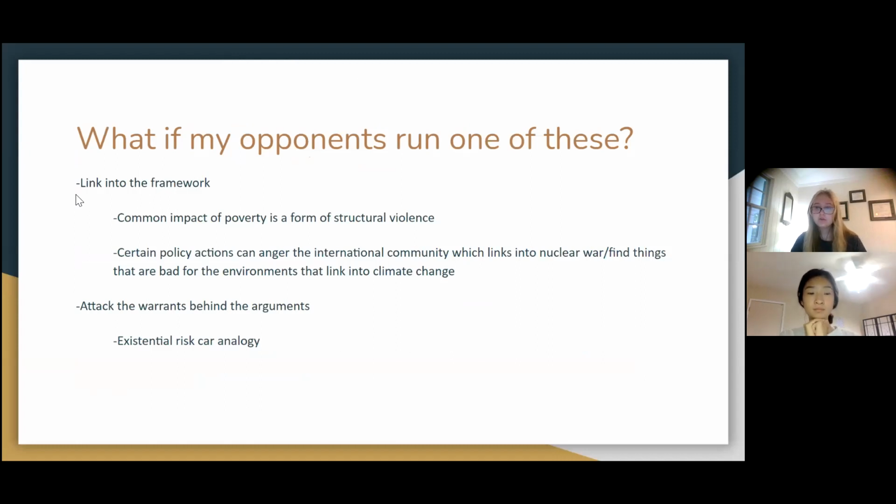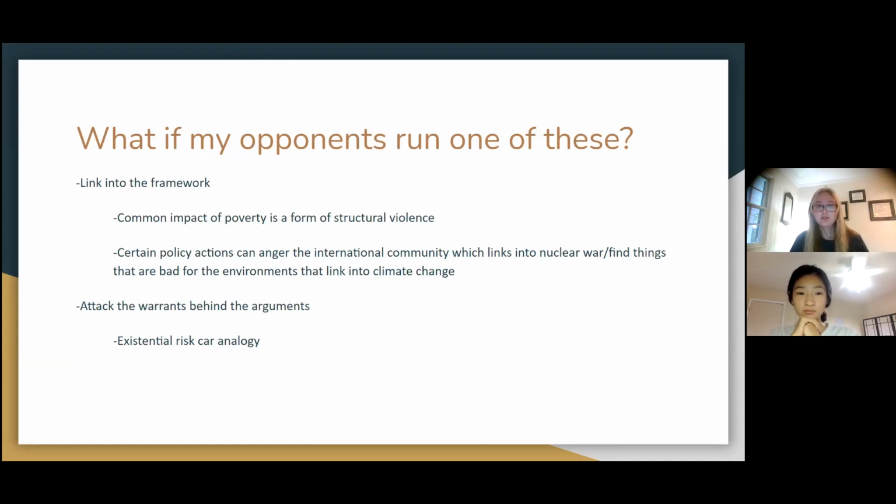Okay, so if you run into a situation where your opponents are running a framework and you don't know how to respond to it, there's a couple different ways you could do it. Probably the easiest one is just to link into the framework so you don't have to dispute whether or not the framework is right or wrong, because you already fall under it. So you can just weigh normally from there. A common impact like poverty would be a form of structural violence, so you could fall under that framework.